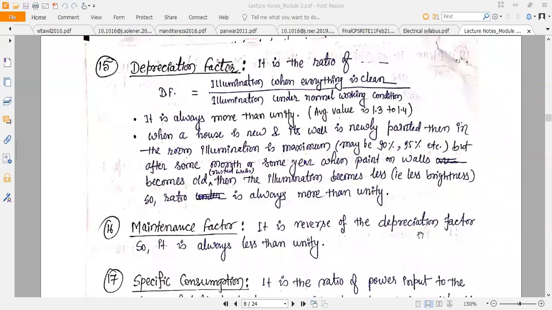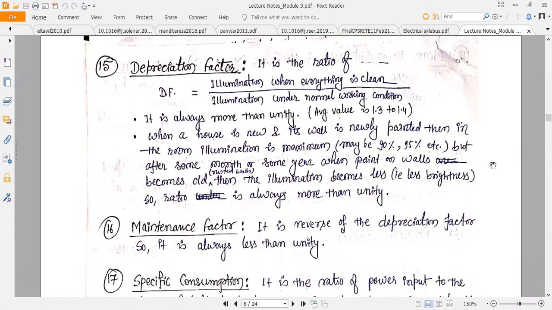The next one is the depreciation factor. Okay. Depreciation factor is the ratio of illumination when everything is clear divided by the illumination under normal working condition.